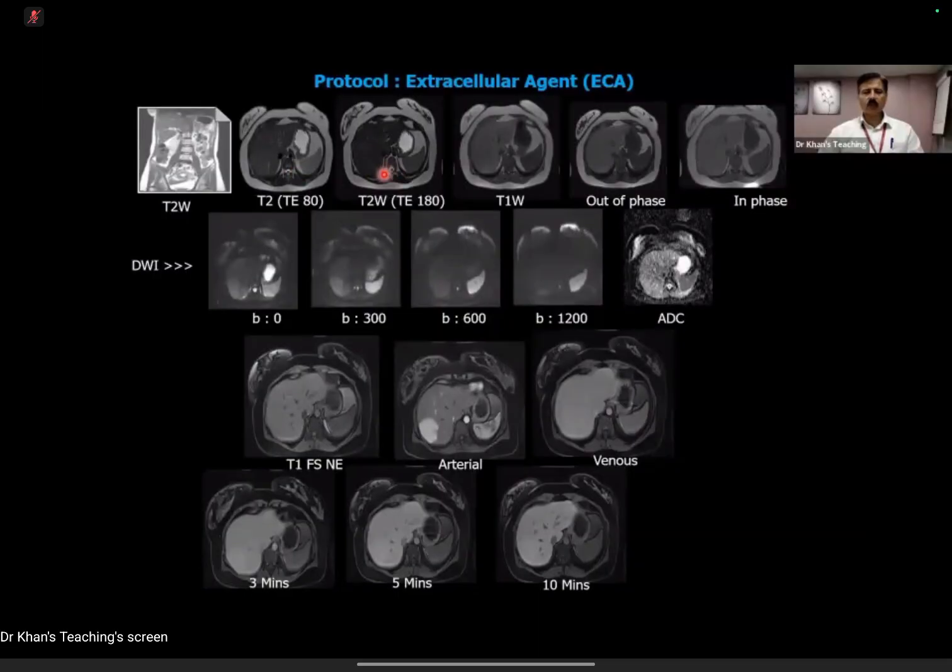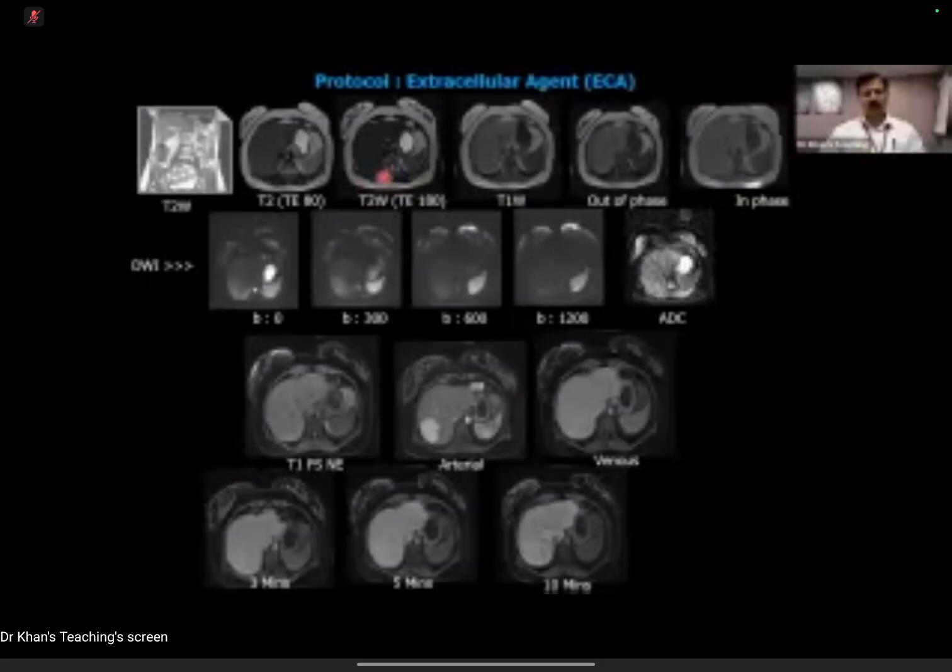At times it is helpful, please remember, as candidate 2 pointed out, the light bulb appearance, where a hemangioma will become brighter on a highly T2 weighted sequence. This sign was given a lot of leeway in old literature. Nowadays we don't, because all hemangiomas do not behave like this, and we have so many other tools within this protocol that we don't give the light bulb sign as much weightage as we used to. Then we do a T1 weighted sequence.